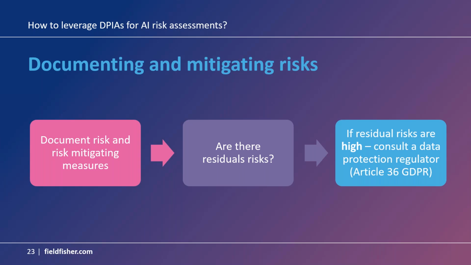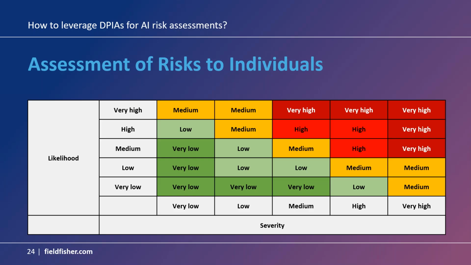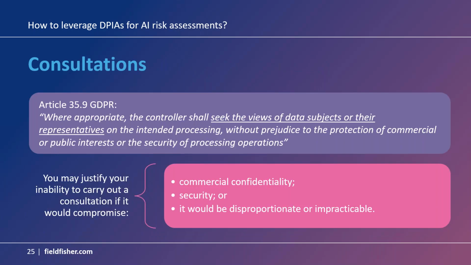Going to the next slide is just to show how the rating, the scoring, can be pictured. And then we have to remember that there's also, next slide please, the possibility to call Article 35.9 of the GDPR into action. Where appropriate, the controller shall seek the views of data subjects or their representatives on the intended processing without prejudice to the protection of commercial or public interest or the security of processing operations.